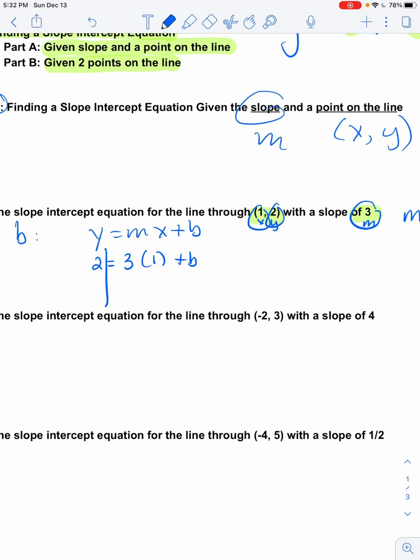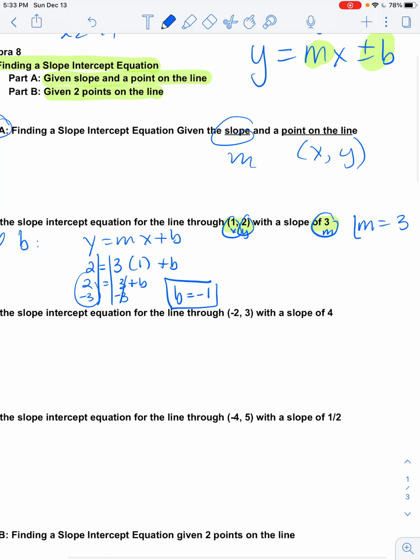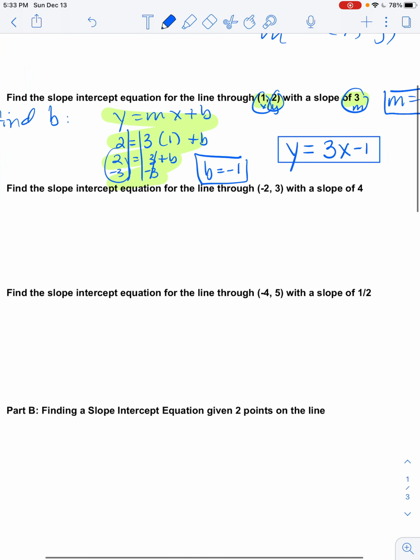And now I can solve for b, going through the process we learned earlier. 3 times 1 is 3. To get the b alone, I have to subtract the 3 from the other side. So I end up here with a b value of negative 1. And I already knew, because it was given, I had a slope value of 3. So my equation is y equals m, which is 3, x, and then my b value. So that is the process you're going to use over and over and over. This process right here. So let's try it again.